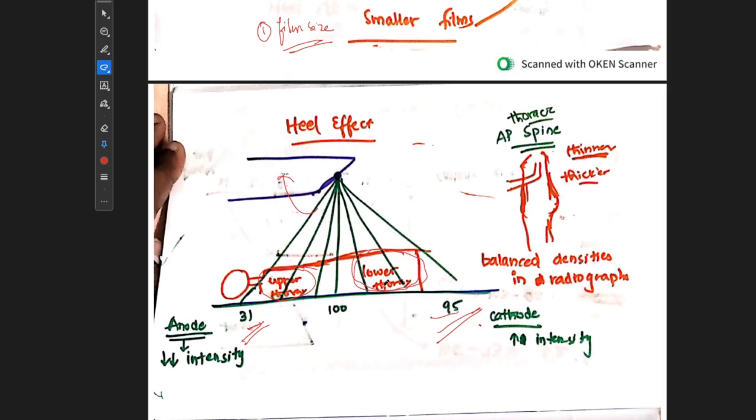As a result, this will even out the film, and it will also decrease the amount of radiation to the patient. So the thinner part of our body is placed towards the anode end, and the thicker part of our body is placed towards the cathode end. This way, we can decrease the radiation to the patient, and this is called the Heel effect.